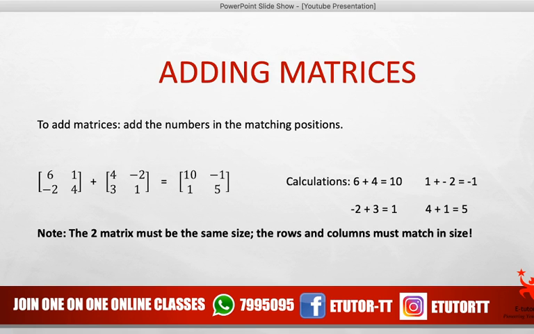Note, the second matrix must be the same size, so it must have the same number of rows and the same number of columns. They must match in size in order for you to add the two matrices.